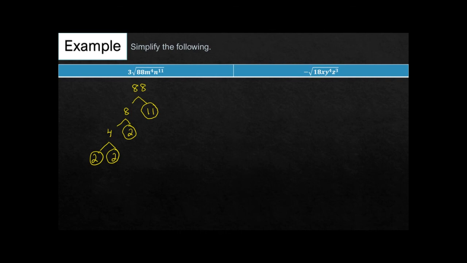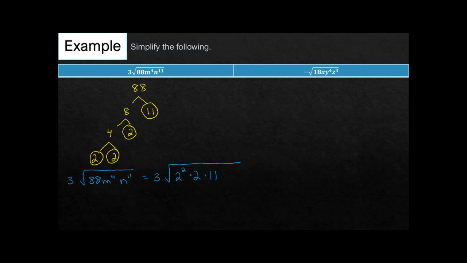So rewriting this, I have 3 times the square root of 88, and then the original n to the 4th, n to the 11th. I made my square root symbol too long. And now I'm going to rewrite this with all of my exponent stuff. So I'm grouping these in 2 because of the square root. So the 88, I've got 3 2's, but I'm going to group them as 2 of them and then put the third one by itself. And then I've also got that 11, so I have to put that also in there. So you want to make sure you're not forgetting anything.